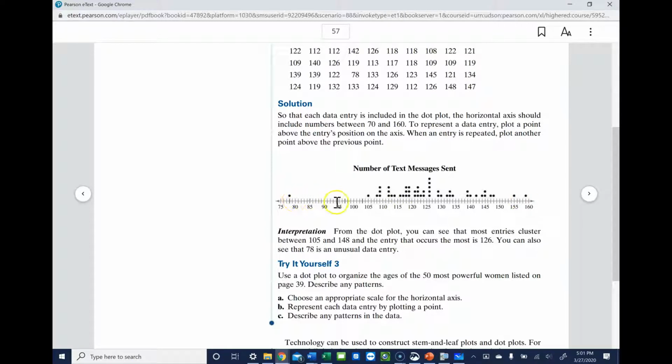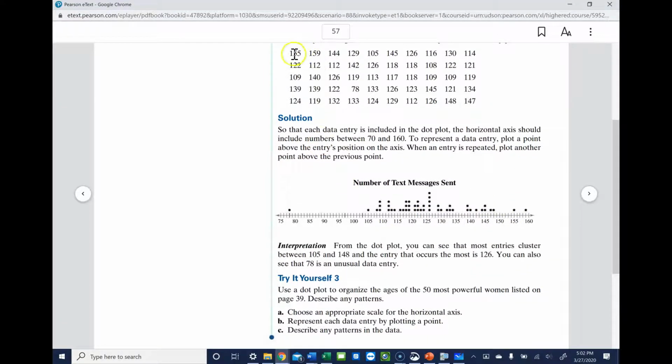And every integer has a dash. Every time you have a number, like 155, which is our first number here, we're going to put a dot above the 155. For 159, we're going to put a dot above the 159. For 126, we have multiple entries, so we put a dot on top of a dot for every time we have a 126. So it looks like we have 5 different entries at 126.